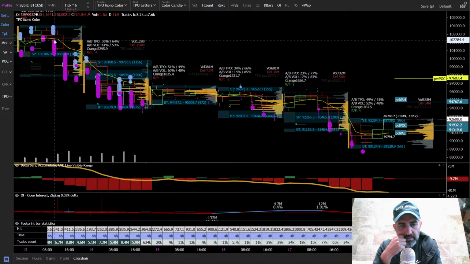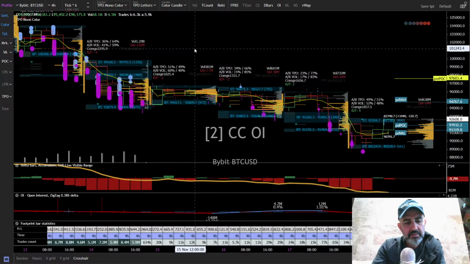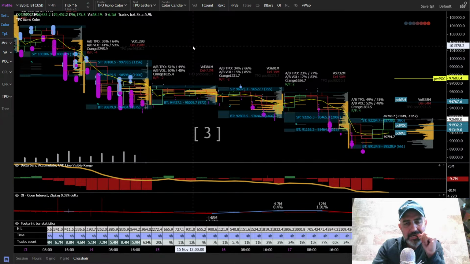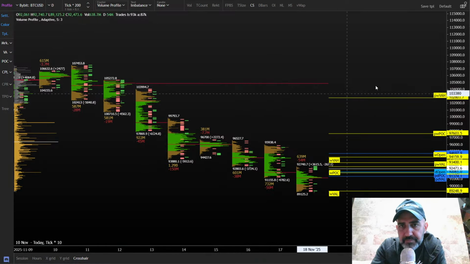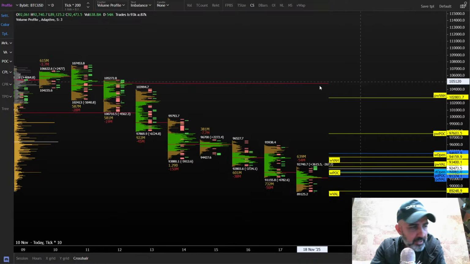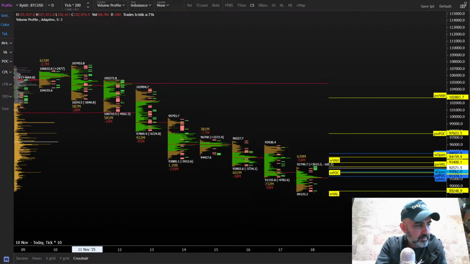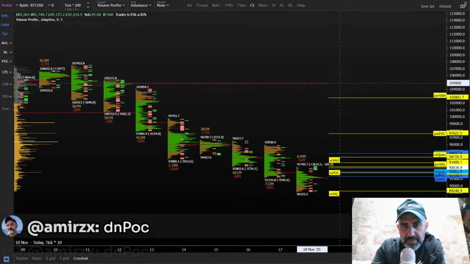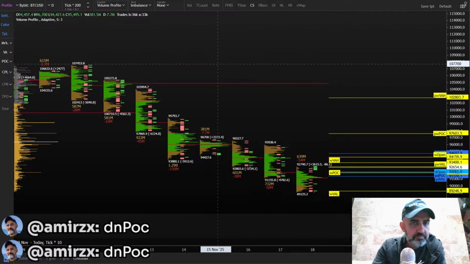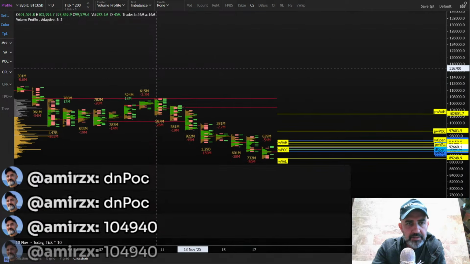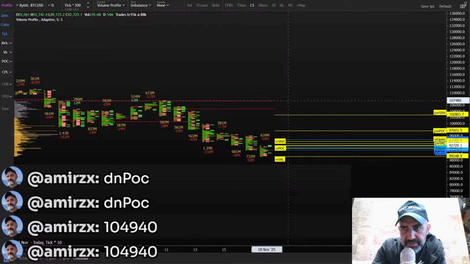Let's go and have a look at some other things. Let's have a look at the NPOCs. There's a naked point of control there. Now I'm going to write this into chat. These are the daily naked points of control. They're liquidity levels if the price comes back up to that level. 104,940. Anything higher? Oh, there's one higher. 107,480.